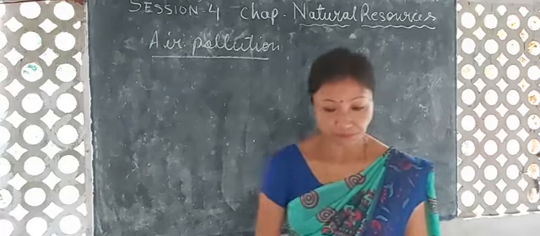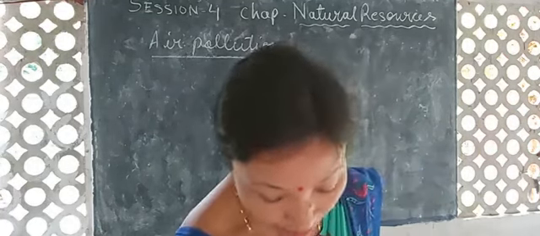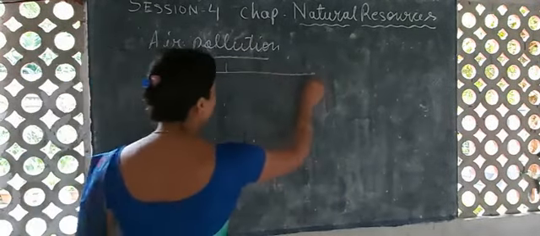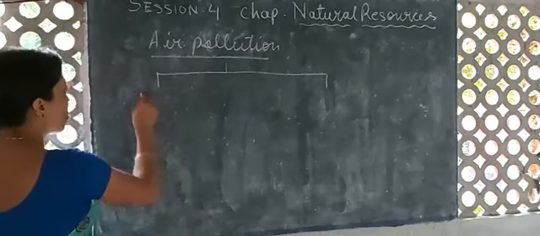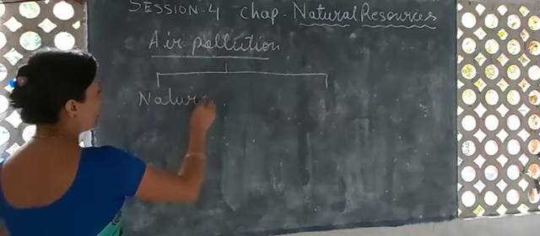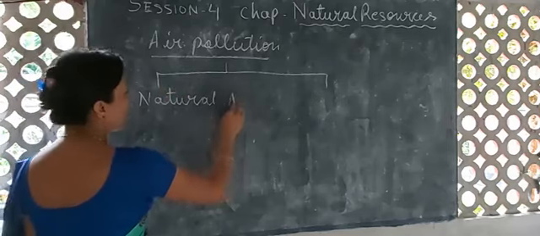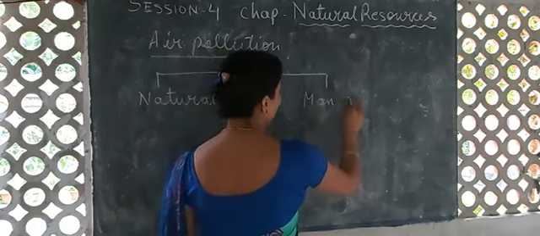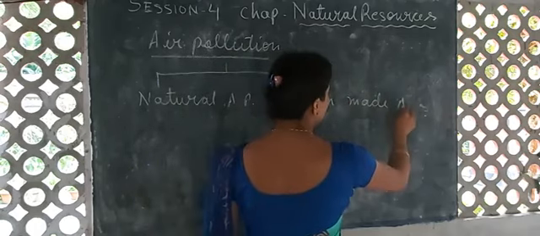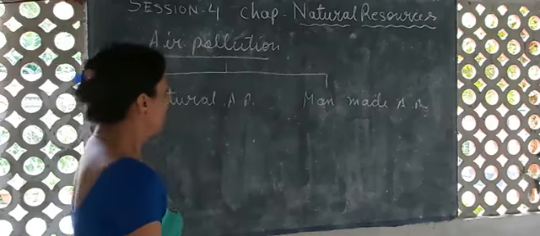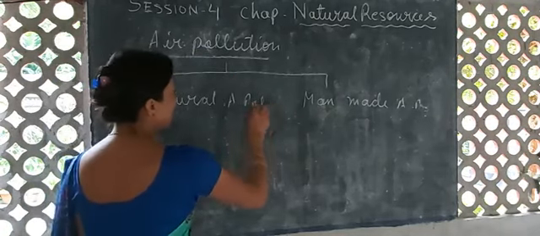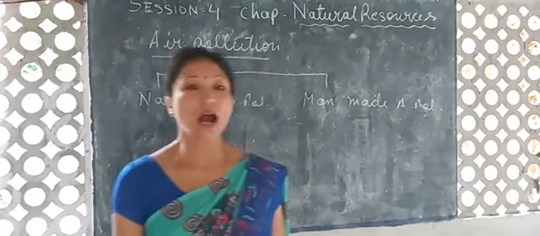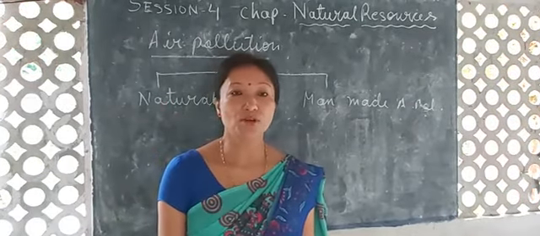Now see, this air pollution, we can categorize into two categories. One is natural air pollution, and the other one is man-made air pollution. So natural air pollution and then man-made air pollution. So natural air pollution, how will air be polluted?